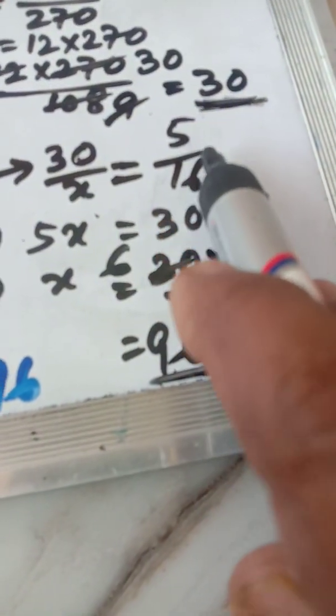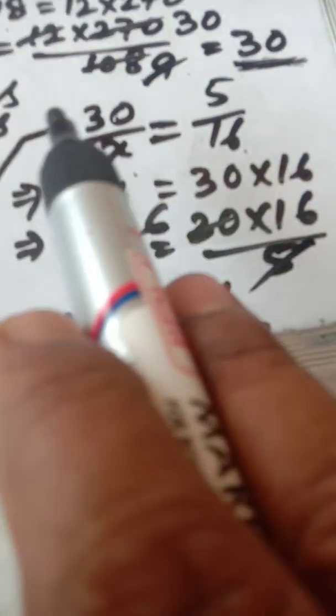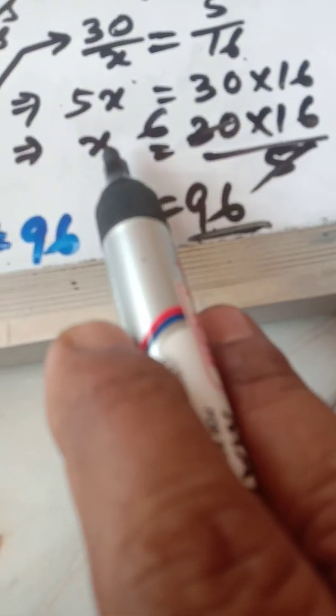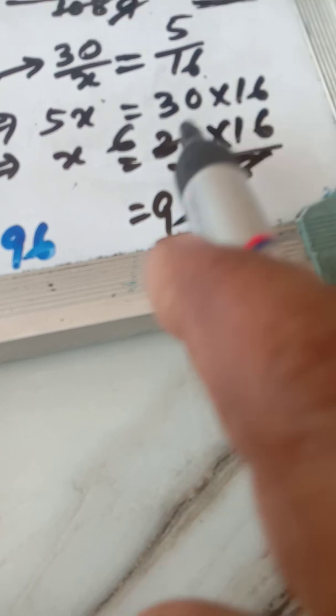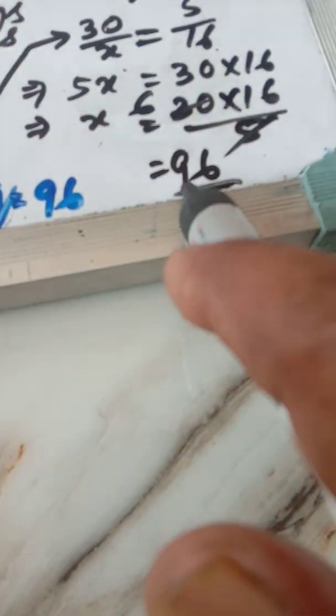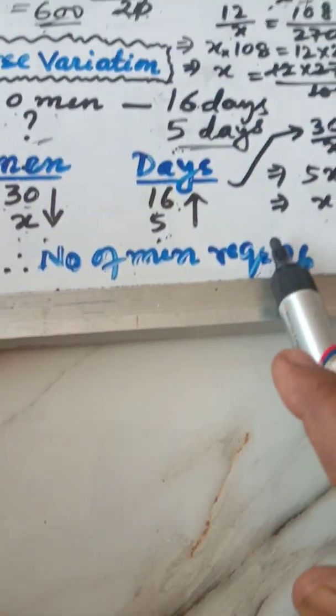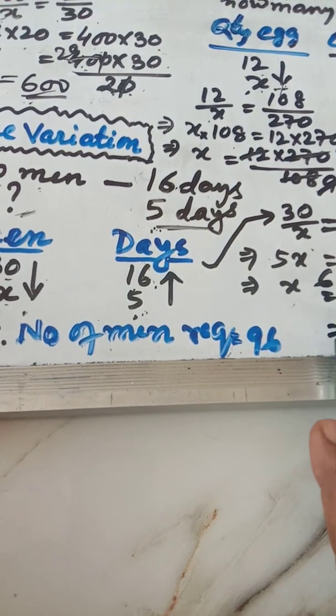30 divided by x is equal to 5 divided by 16. Now cross multiplication and you find the value. The x value will be 96, that is 30 into 16 divided by 5, so 96. So the number of manpower required is equal to 96. This is the inverse relation.